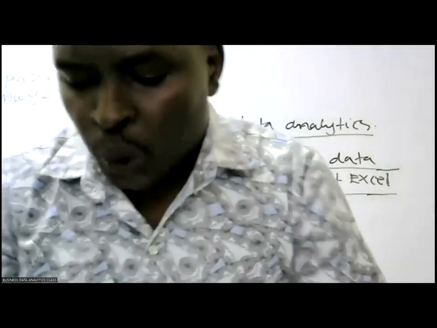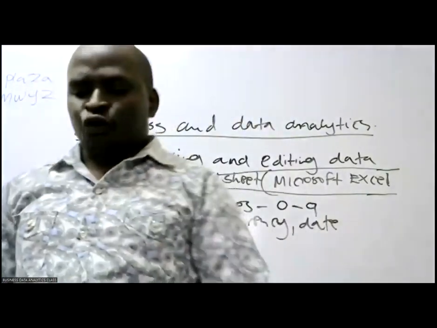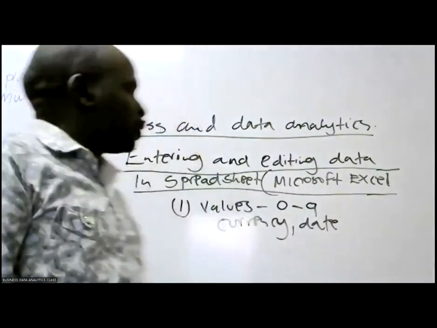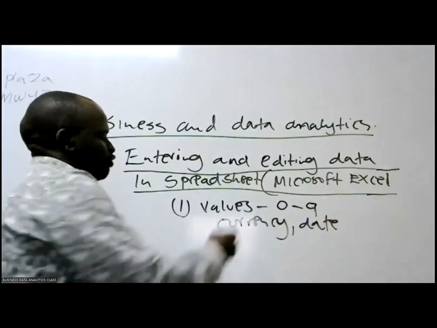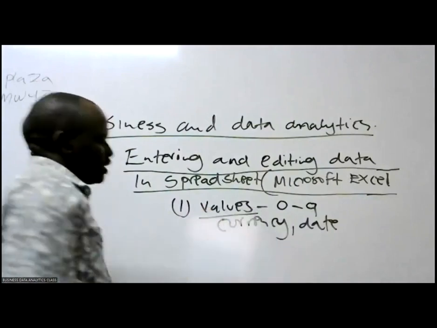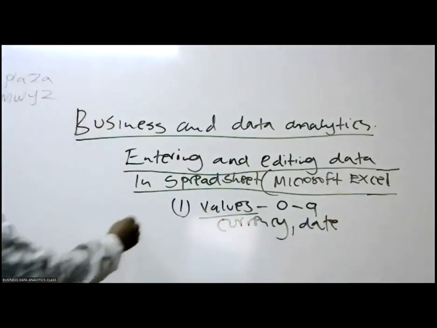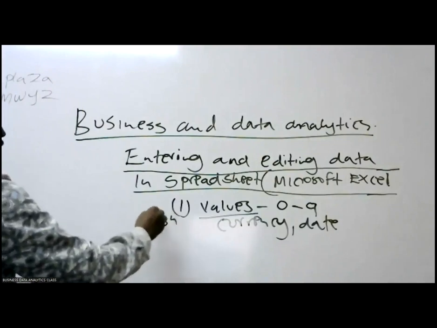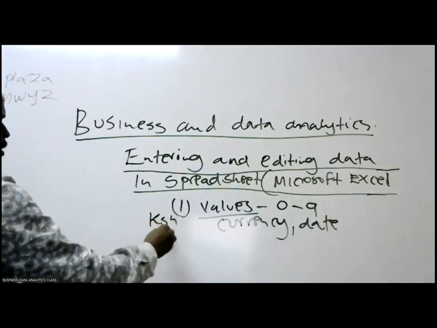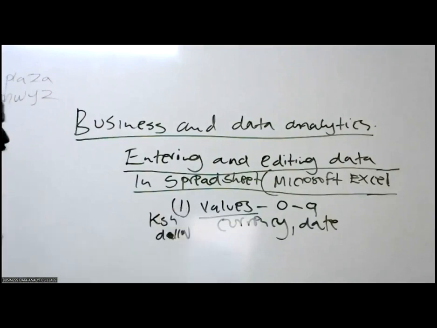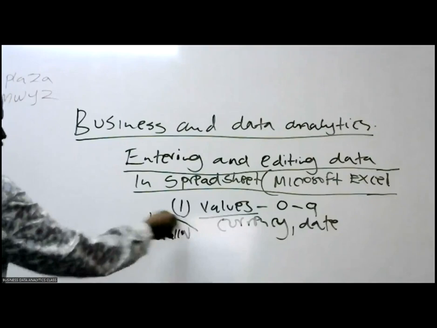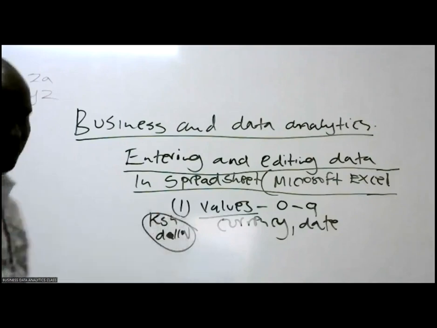So from today onwards, if for one reason or the other you come across some symbols, these symbols are also part of values. By currency I mean maybe Kenya shillings, maybe dollar, and many other currencies we have in the spreadsheet. We refer to them as values. They are still part of the values.